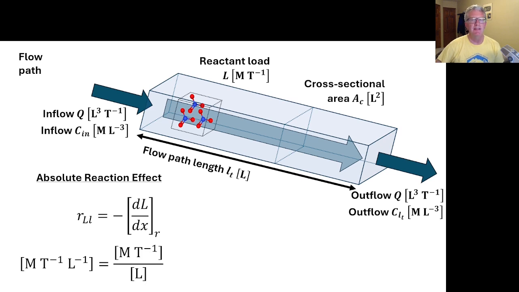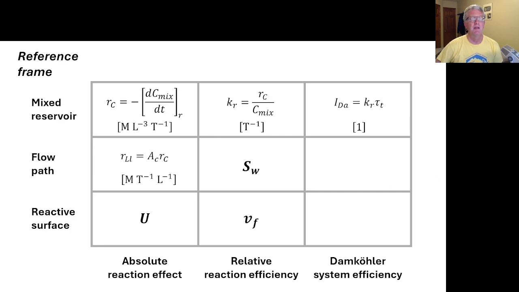After recognizing some geometric identities, the longitudinal reaction rate turns out to be the product of the cross-sectional area of the flow path and the temporal reaction rate occurring within parcels of water traveling the flow path. This relatively simple geometric adaptation of the temporal reaction rate demonstrates this metric's utility in characterizing the absolute reaction effect on parcels of water in a flow path.